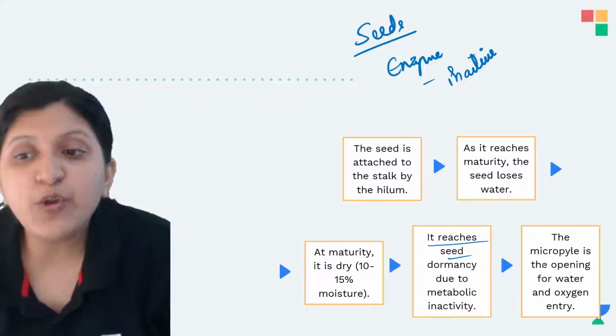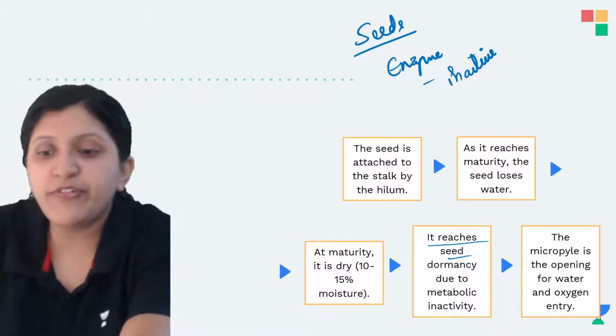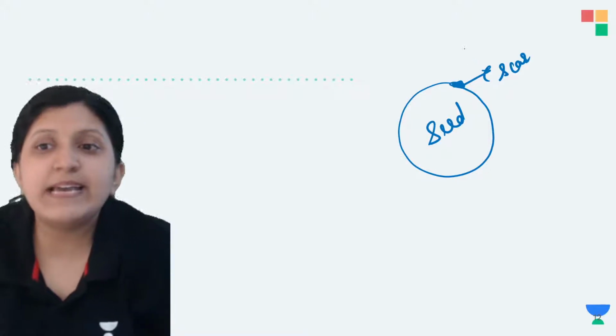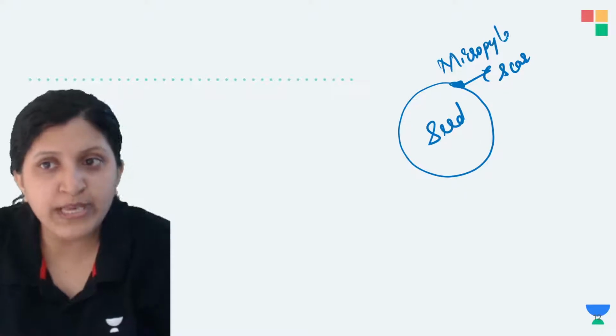Now the micropyle is basically an opening. What is that opening? If you observe a seed structure, I'll just draw it here. Let's say this is a seed. On top you can see a scar on the seed. That is basically the micropylar opening. So this is the micropyle opening itself.